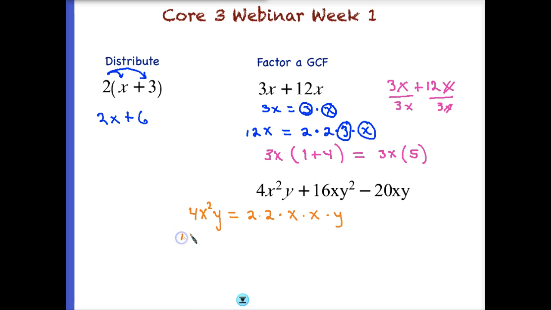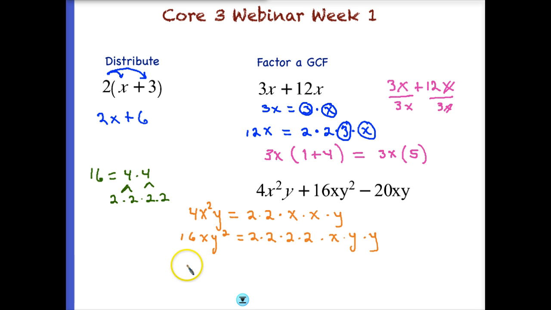And then for the 16xy squared, now we have to break the 16 down. Sometimes I like to come over here on the side and do it like this. 16 is equal to, let's see, 4 times 4. Well, 4 times 4 can be broken apart. Each 4 can be broken apart into 2 times 2. By doing that, I ensure that I'm breaking down the 16 into its prime numbers. So it's 2 times 2 times 2 times 2. And then we have 1 x, and then we have 2 y's.